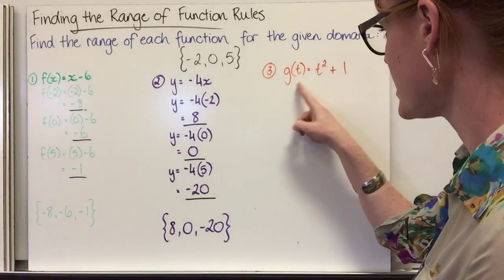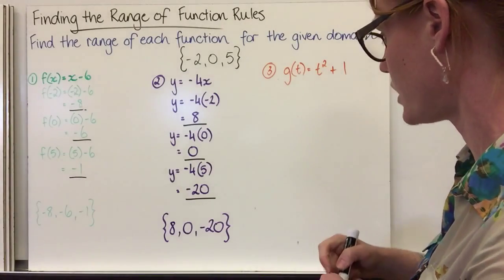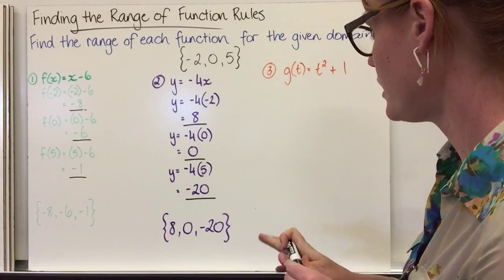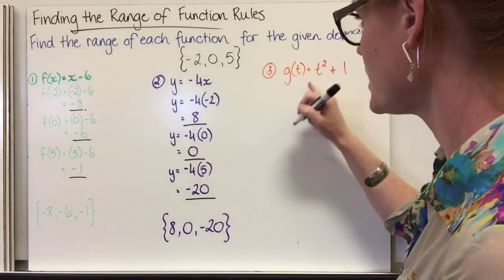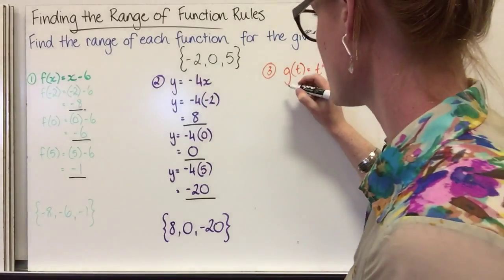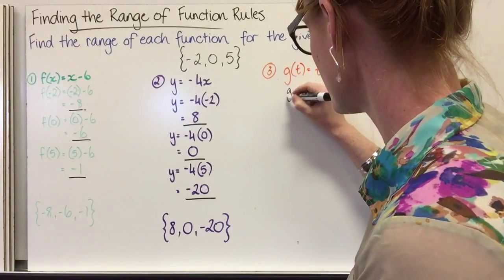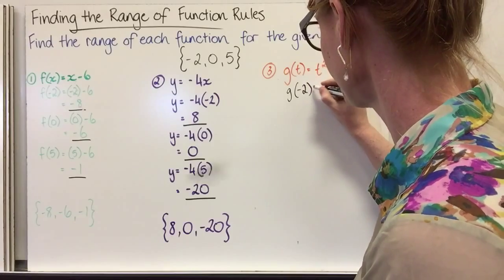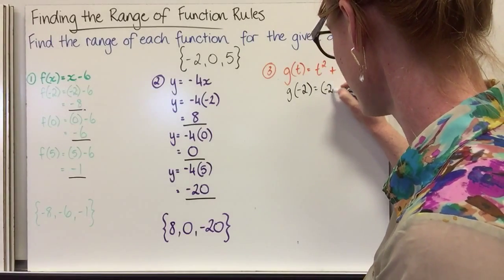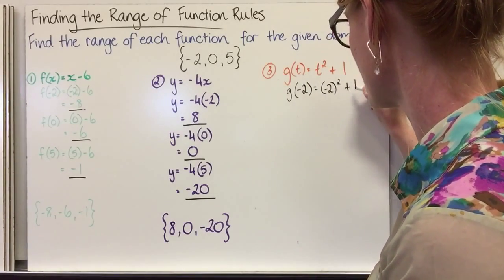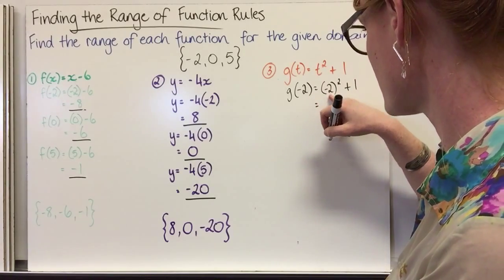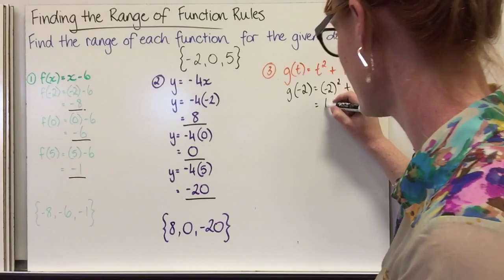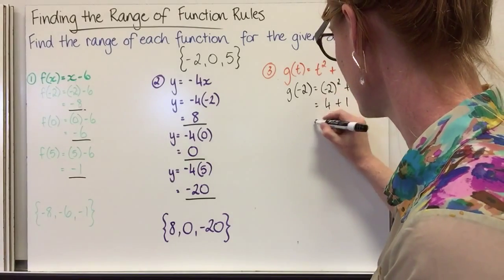So let's go ahead and do number 3. We have g of t equals t squared plus 1. So we are going to plug in these values to find the range values of this function. So let's start with negative 2. g of negative 2 equals negative 2 squared plus 1. So g of negative 2 equals negative 2 squared is 4 plus 1 equals 5.